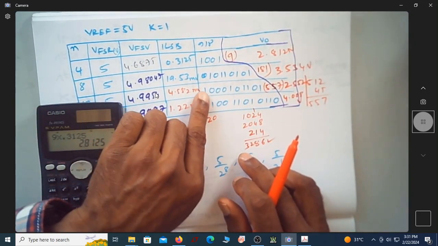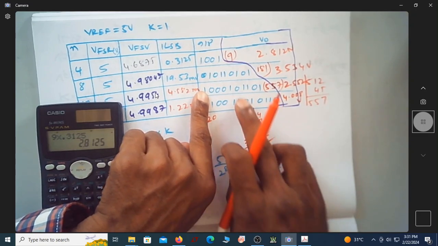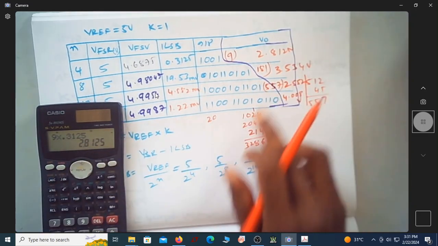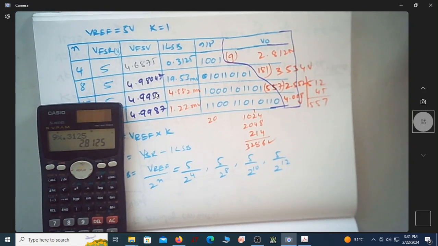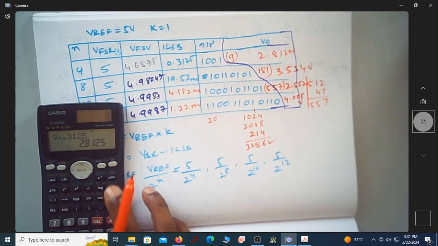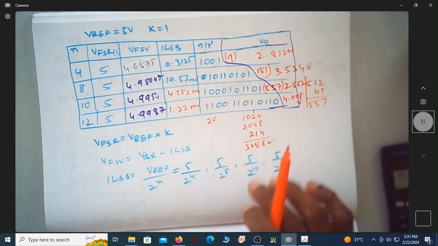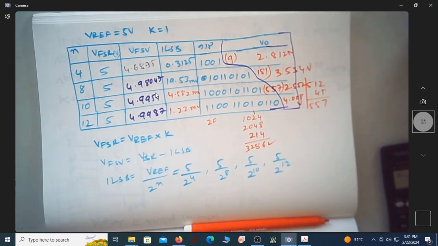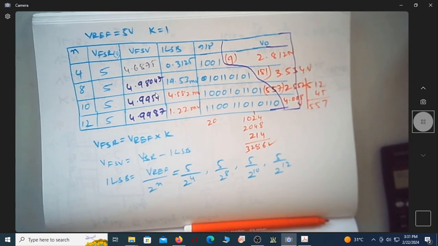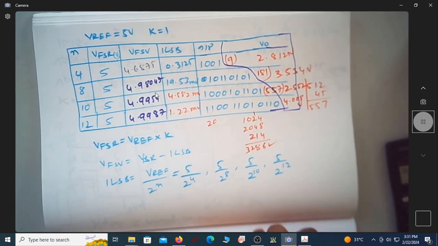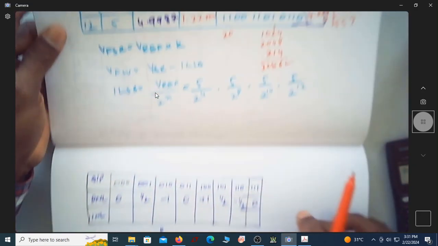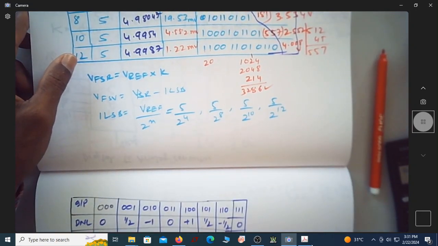So what I am doing is I am considering this as 512, and the remaining thing is this. I am just adding that, and that comes out to be so and so. That's how you can do these things. You can compare this with the values that I shared with you. Okay, fine. Next question is something like this.